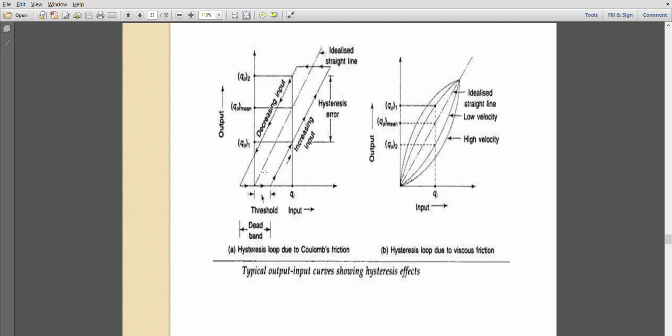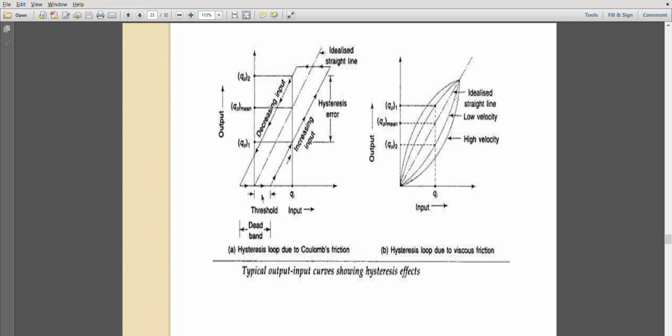Okay, so the input increases, but when you reduce the input, it does not come back in the same line, but it takes an alternative path. This alternative path is called hysteresis. It won't take the idealized straight line path, but it takes some deviated path. This deviated path is the level of hysteresis happening due to the Coulomb's friction.